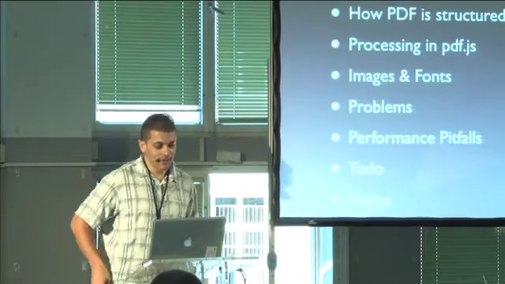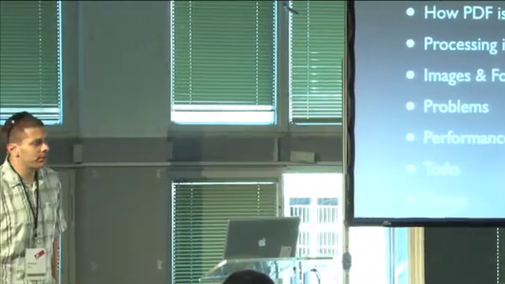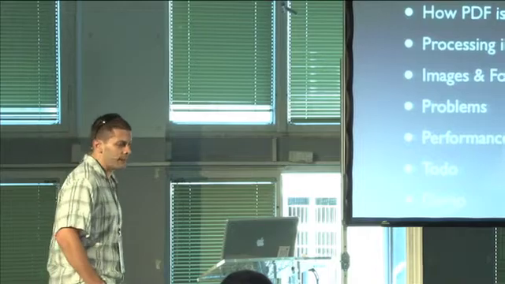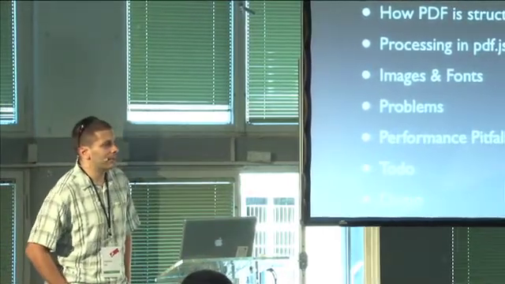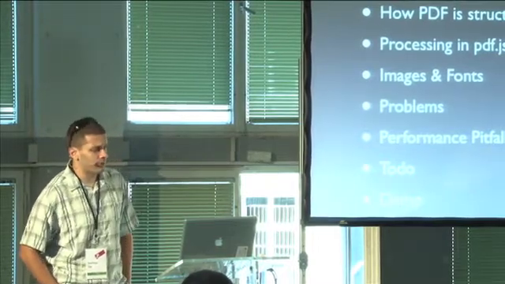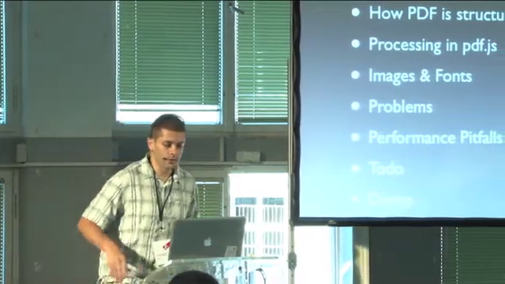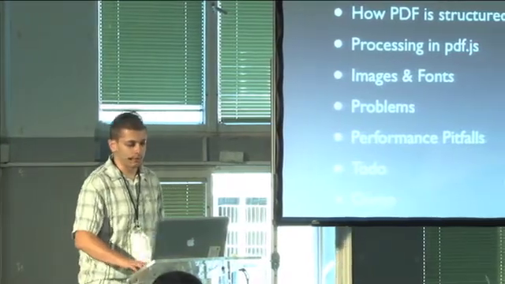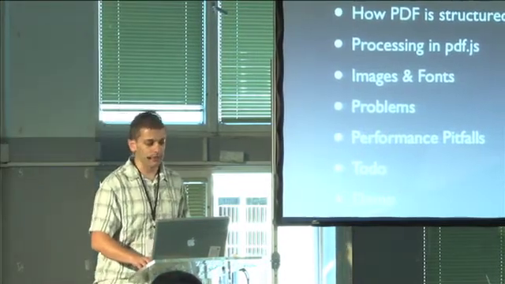That's a big plus. So I'm going to talk a little bit about PDF rendering and about the structure of PDF and how we do this in PDF.js, about images and fonts. But also I'm going to spend quite a bit of time on the problems we encountered, and then also actual performance problems we ran into. And I want to show you what kind of things are really important to optimize if you are looking at a system like this. And then I will conclude with a to-do list for PDF.js and the obligatory demo.